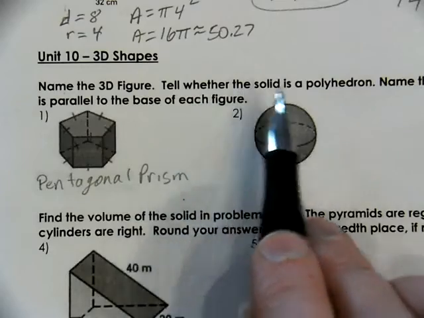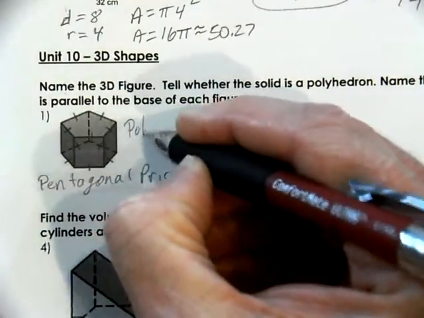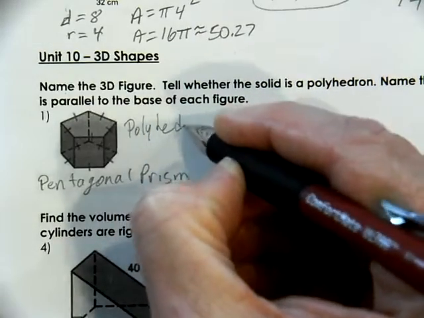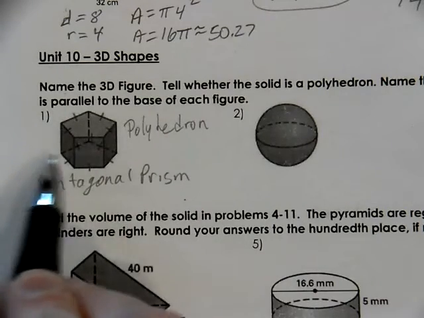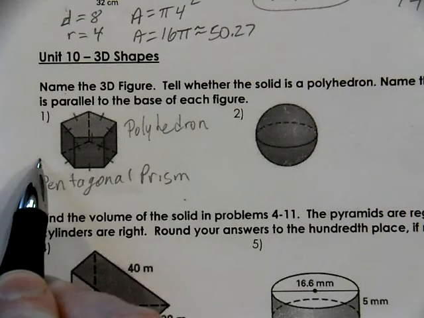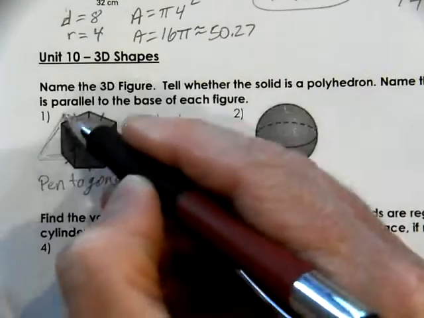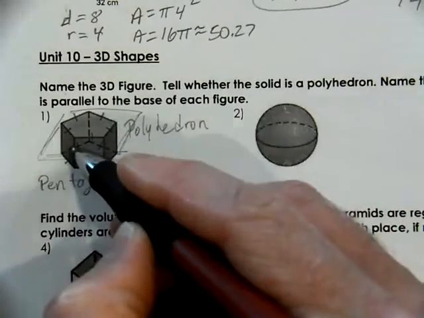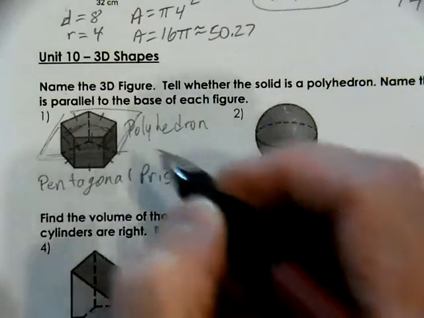So tell whether it is a polyhedron. This would be a polyhedron because the sides are all made of polygons. And the shape that would be formed by a cross-section parallel to the base would be the same shape as the base, so it'll be a pentagon.